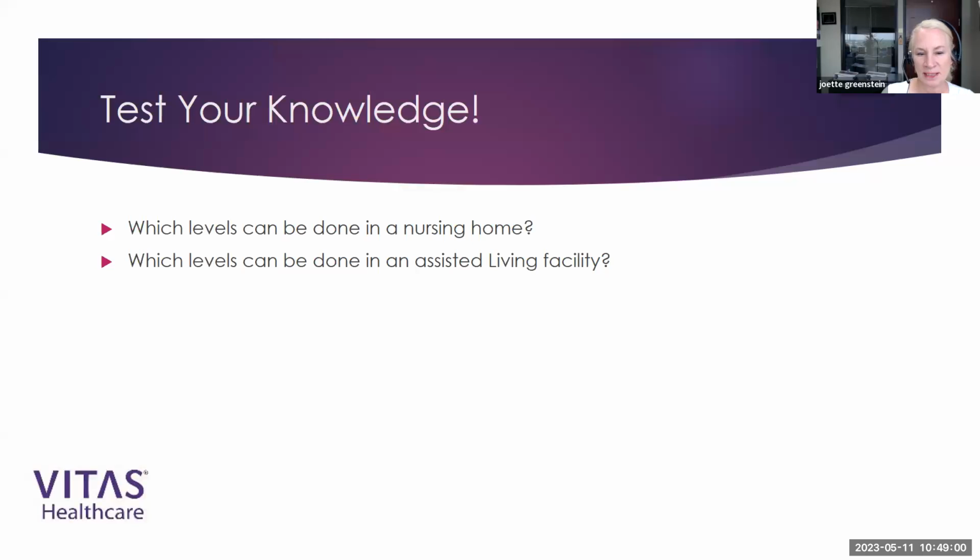Which levels can be done in an assisted living facility? Good, Donna. I saw you got all. So which levels can be done in an assisted living facility, which is similar to a home, residential home or private home? This will be just 2, routine level of care and crisis care.